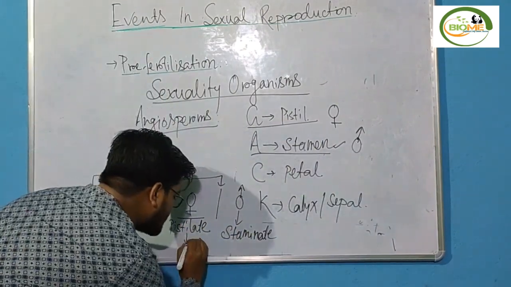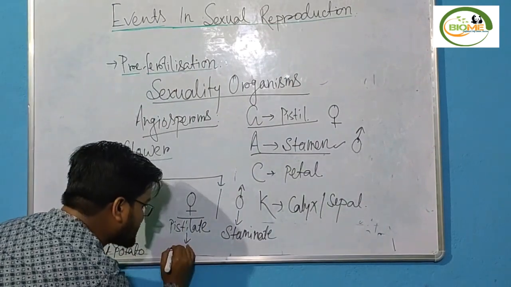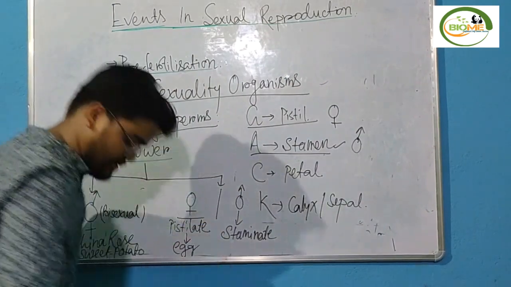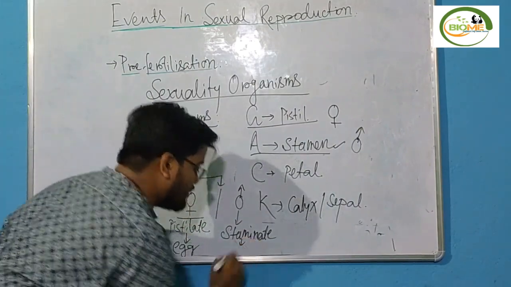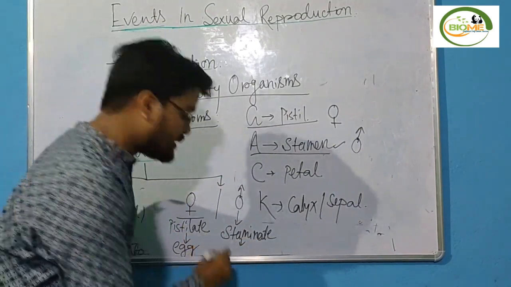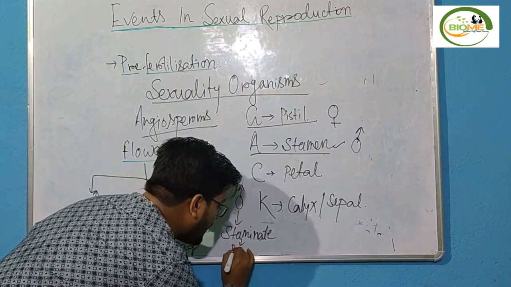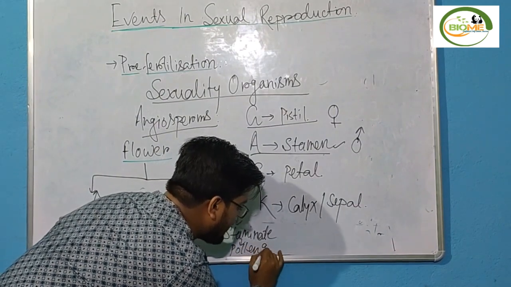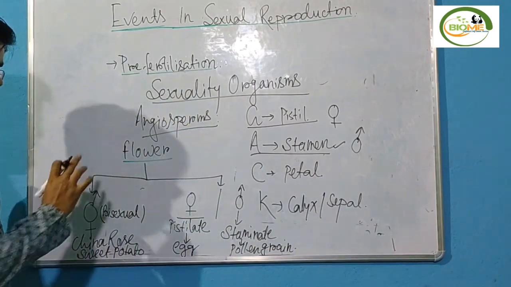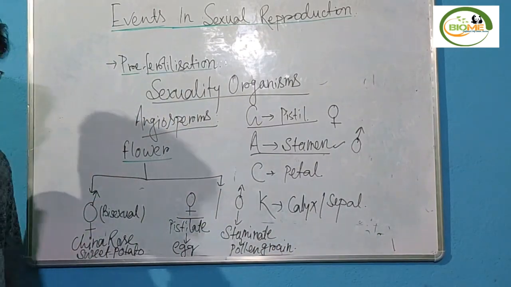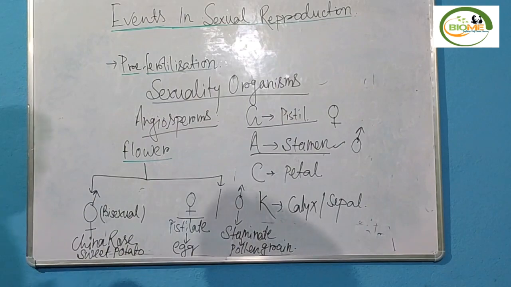Definitely from this pistillate flower there will be production of egg. There will be production of egg, and from this flower, what will be prepared? From here will be prepared pollen grain. Pollen grain. Clear? That is the bisexual and the unisexual condition in the flower.